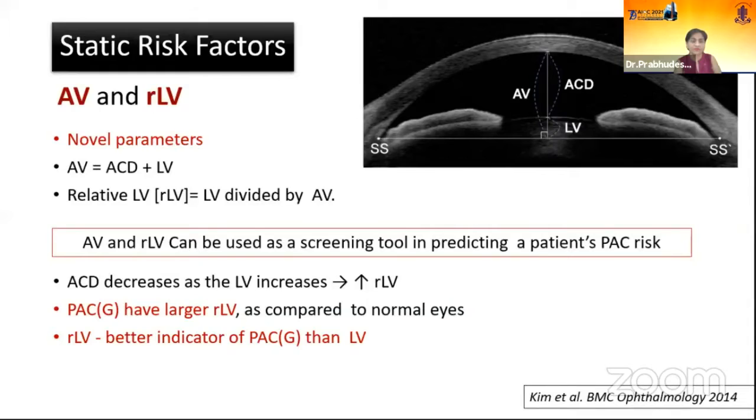The next is the anterior vault. Anterior vault is the addition of anterior chamber depth plus lens vault, but the relative lens vault is more important, because this is lens vault divided by the anterior vault. As the lens thickness goes up, lens vault values will increase, and this will increase the relative lens vault. So PACGs have larger relative lens vault as compared to normals, and this is a better indicator than LV. So this is lens vault.